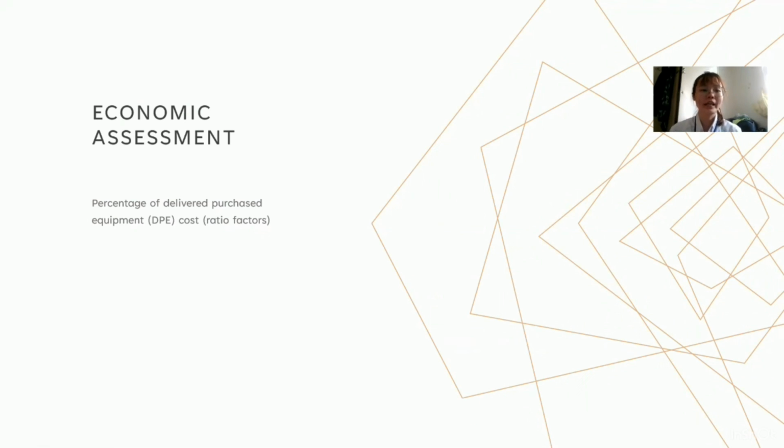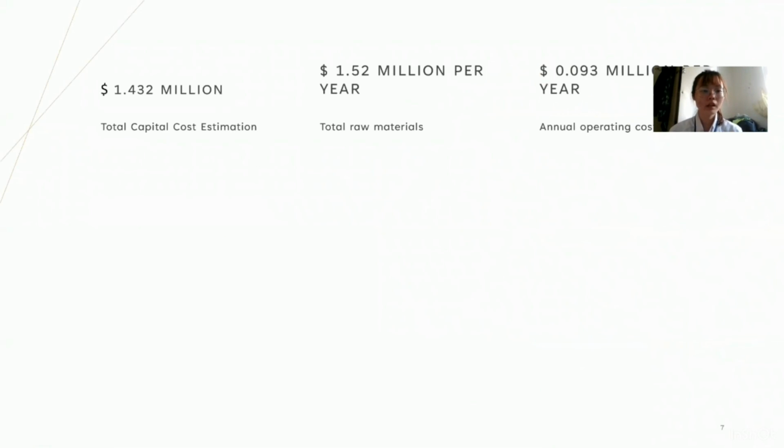Lastly, we will discuss the economic assessment of this project. We will use the percentage of delivered purchased equipment cost ratio factors. Our total capital cost estimation is 1.432 billion, and our total raw materials cost is 1.52 million per year, and our annual operating cost is 0.093 million per year, which will contribute to 2.230 million per year in the total production cost.